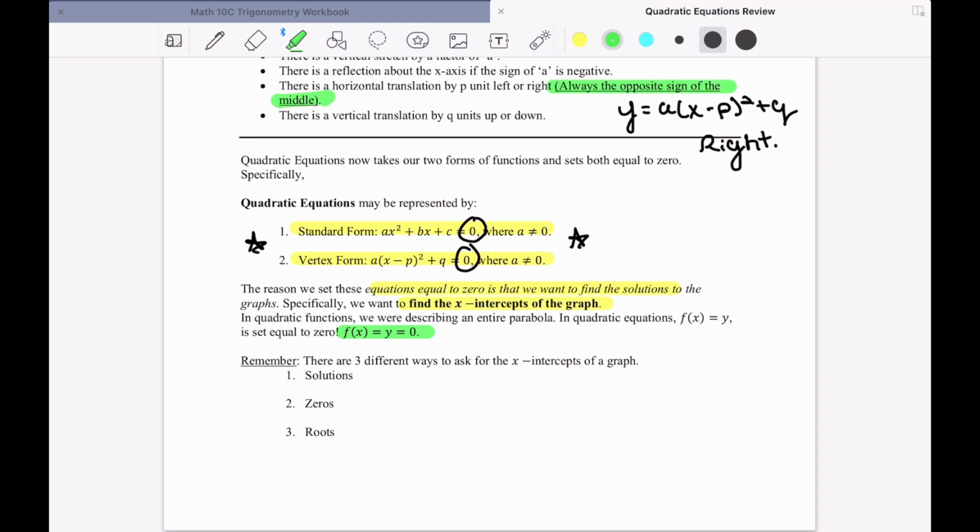Now, there are 3 different ways to ask for x-intercepts in problems. They could either say, what are the solutions? They could say the zeros, or they could say the roots. These are all congruent or equivalent ways of asking for the same thing.